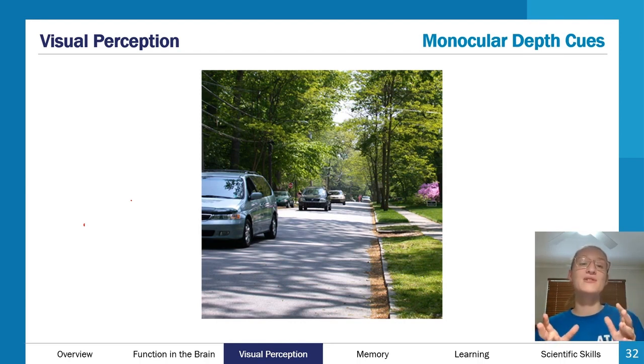Awesome. Visual perception. Now we're going to be looking at more ways that we perceive things, with the first one being the different monocular depth cues. So how do we actually perceive depth? We have monocular depth cues and binocular depth cues.